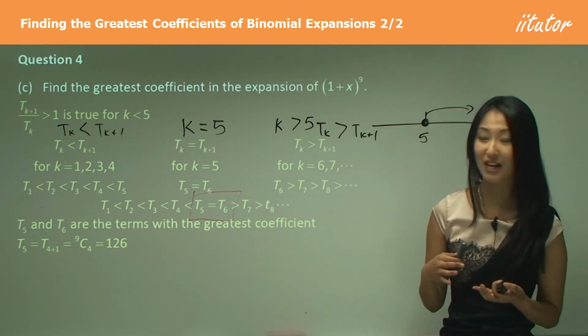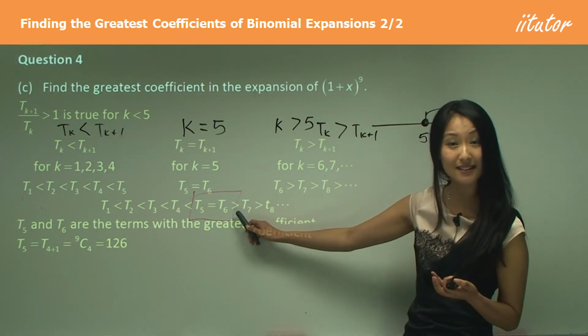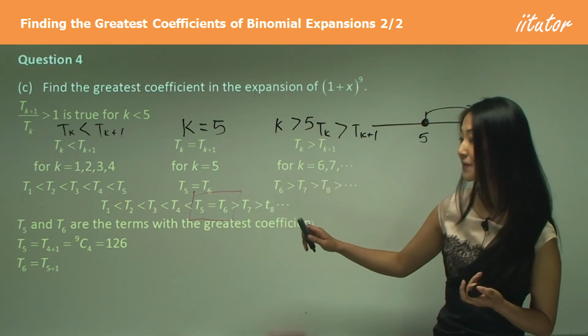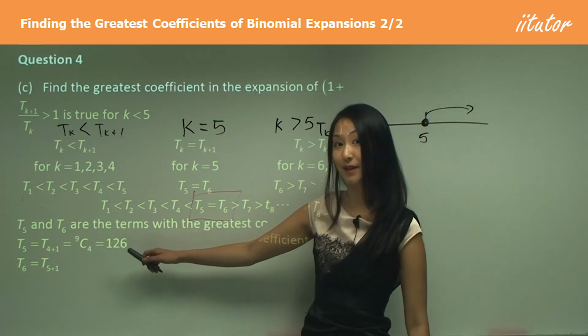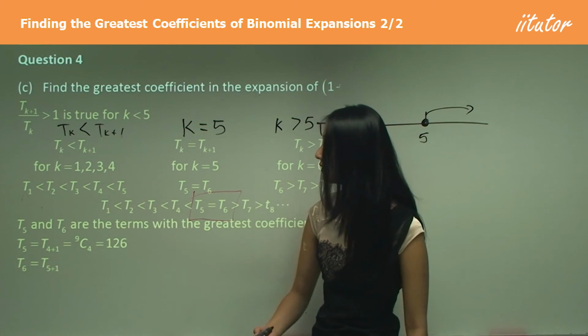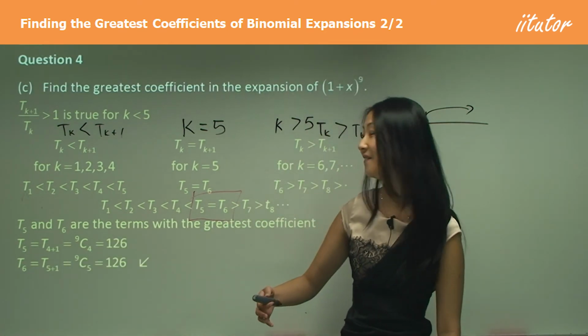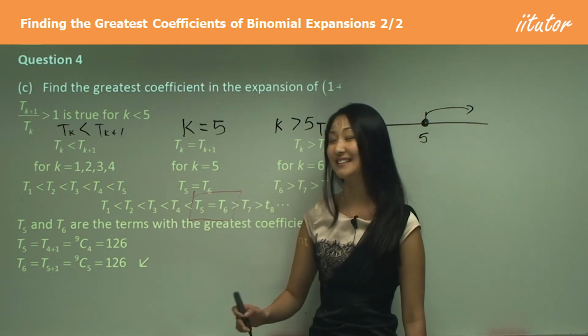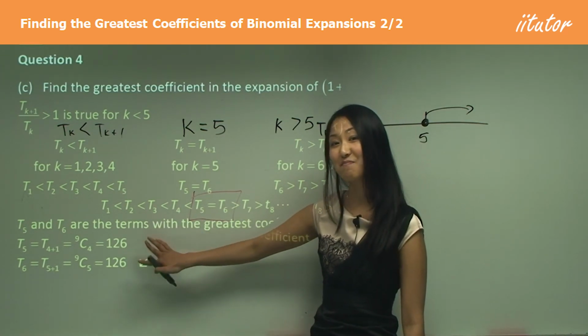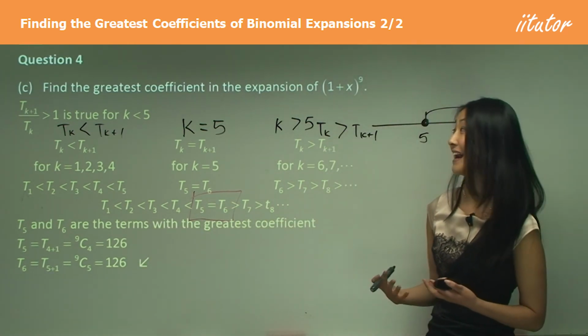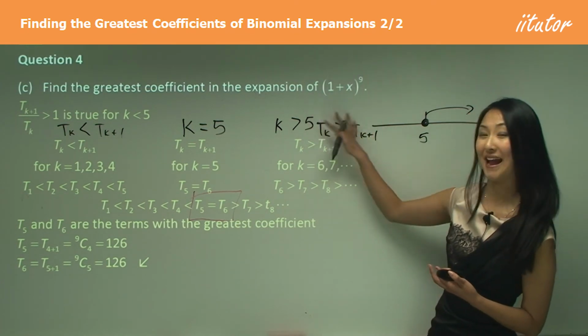And just, you know, it's always a good idea to double check. And the best way to double check for this is have a look at T6 as well. And that equals to T5 plus 1, so k equals to 5. So it's 9c5. Put that into your calculator and you get 126. See, they're both the same, and both of these are going to be the greatest coefficient for the expansion of this.